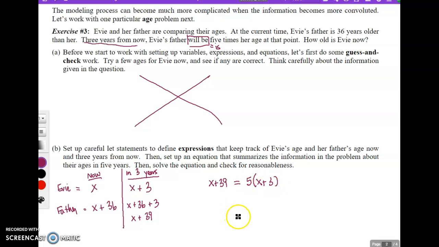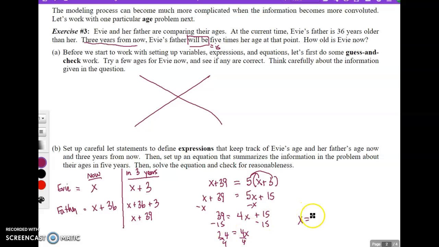So her father in 3 years will be 5 times Evie in 3 years. And there's our equation. All right, so let's solve our equation. Want to distribute here. All right, I want to solve this for x. I like positive x's, so I'm going to subtract the x. And I get 39 equals 4x plus 15. To get the x by itself, I'm going to minus the 15. And I get 4x is equal to 24. And then I want to divide by 4. And that gives me x is equal to 6.